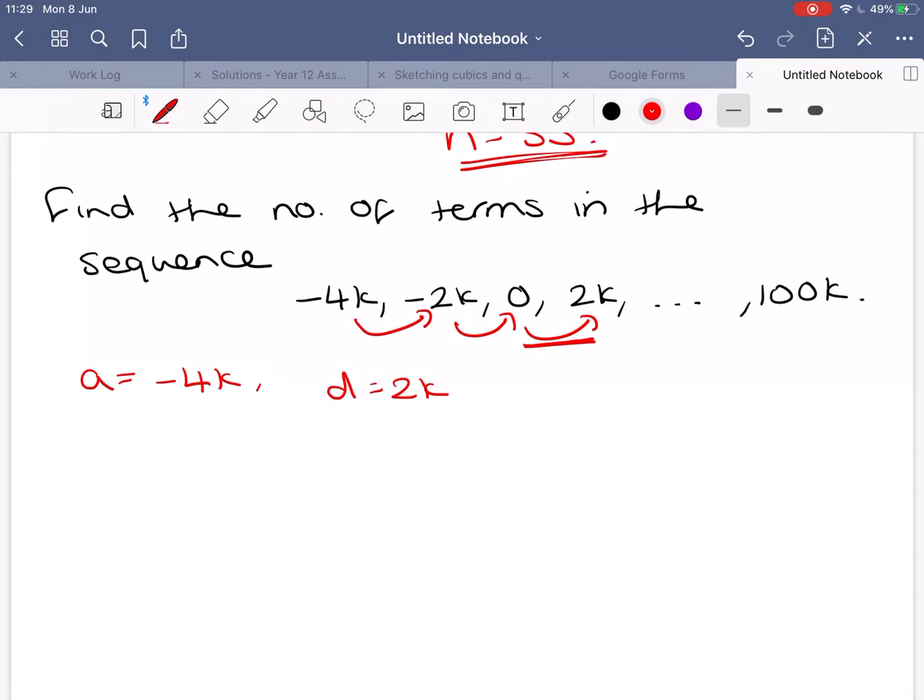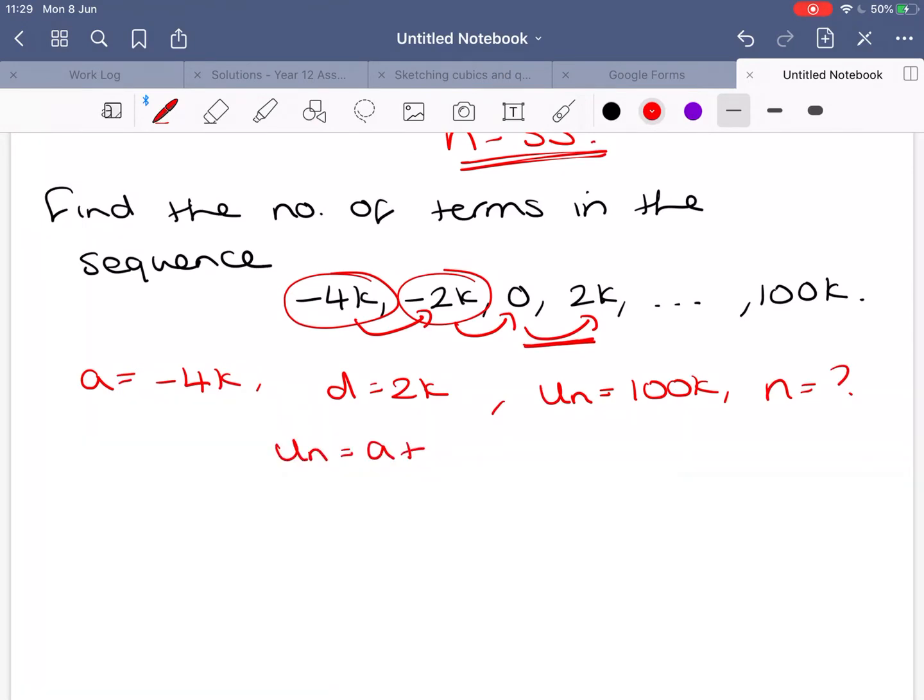But if it was a bit more awkward, how would I work out the common difference? Well, I'd just do this term, take away this term. Anyway, so we know our Un, our final term, is 100k, and n is what we want to find. We've got our equation. Un is the first term plus n minus 1 differences. So I've got 100k is the first term, which was minus 4k, plus n minus 1 times 2k.